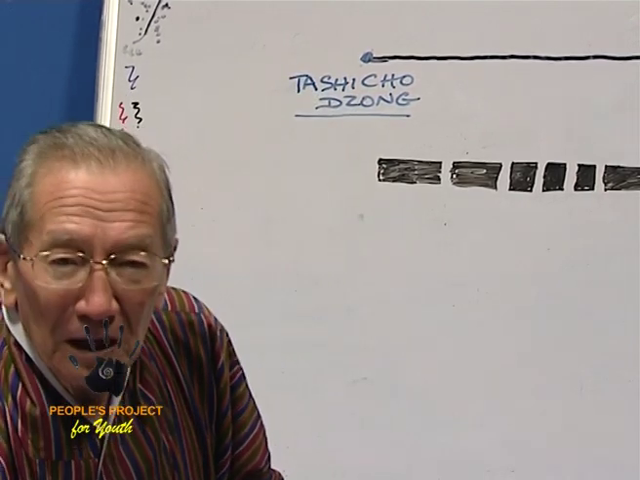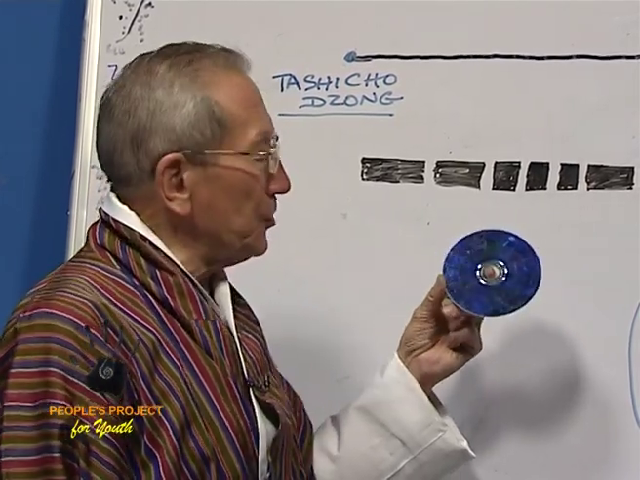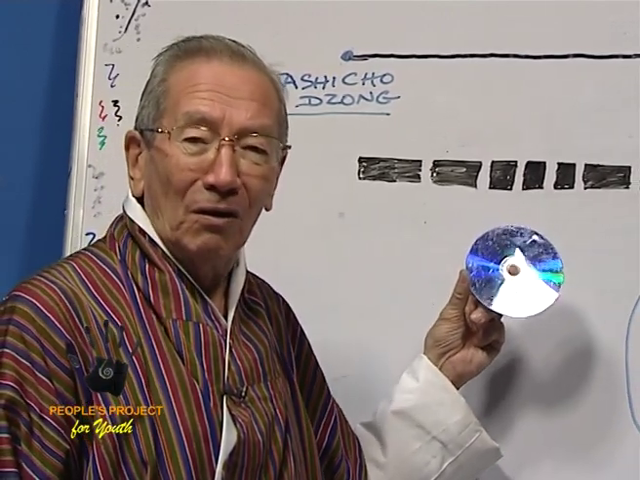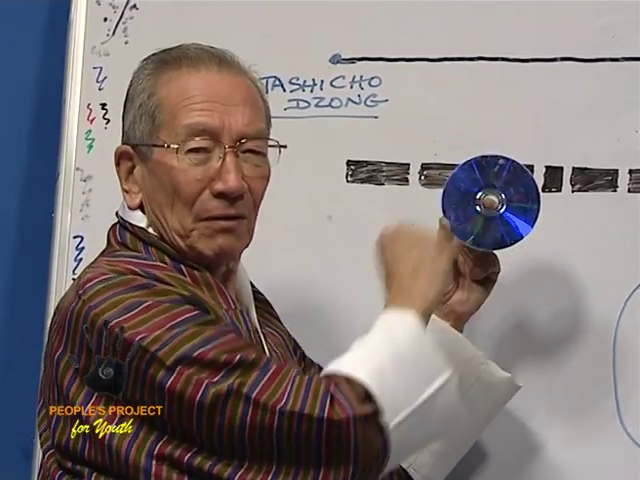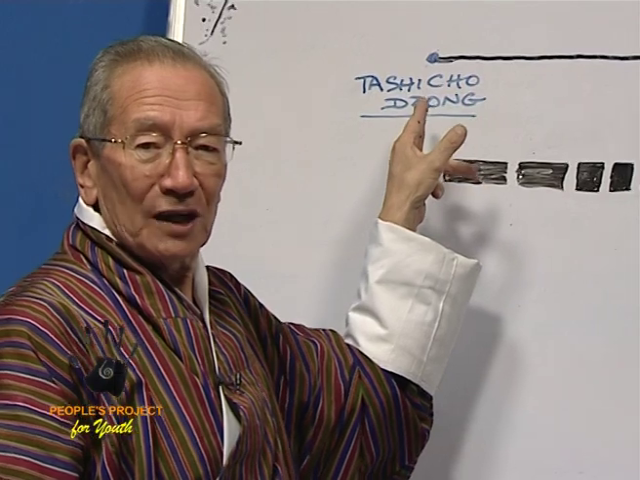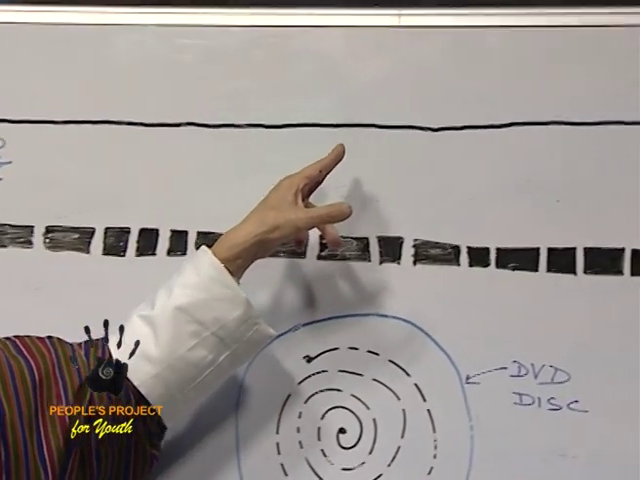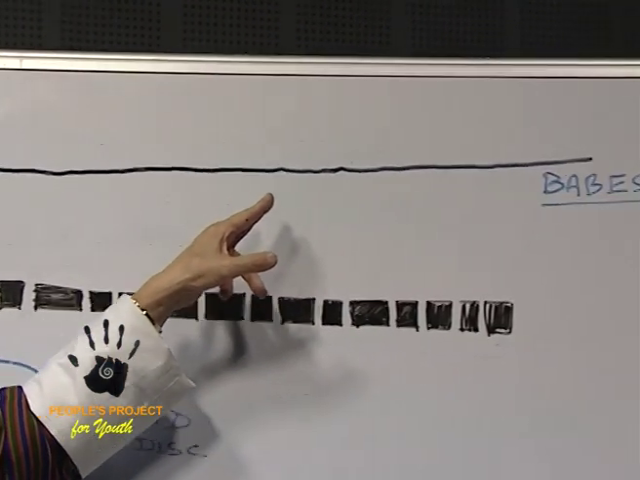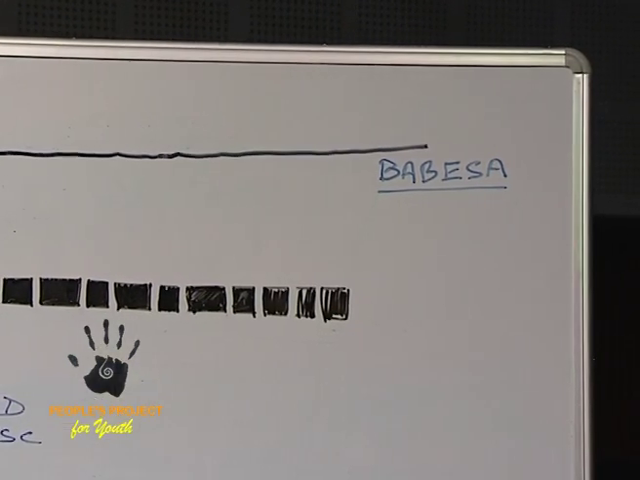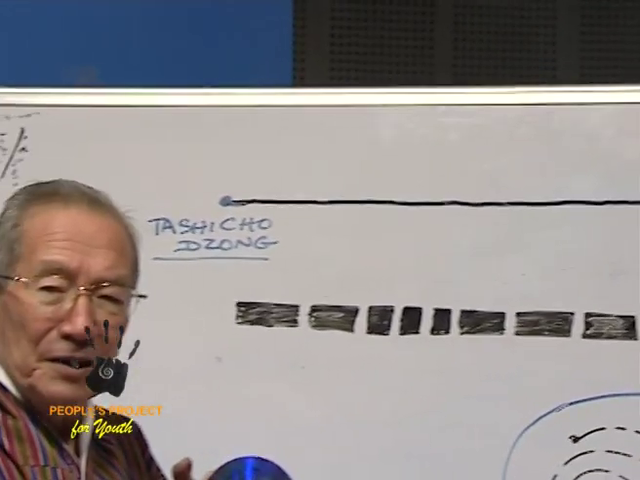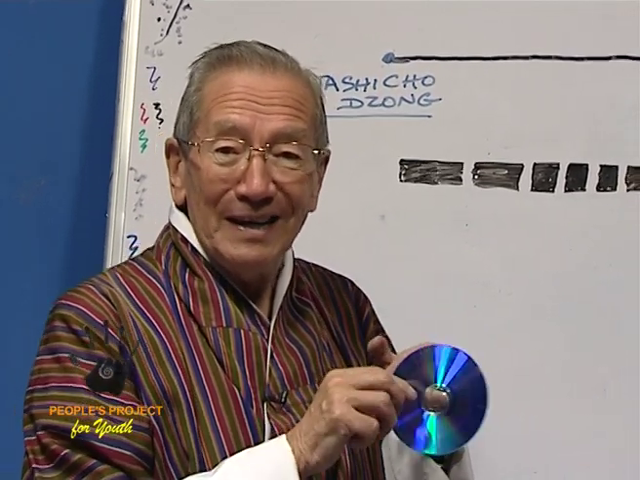But the amazing thing about the line on this CD is that it is very, very long. If I were to stretch out the line that's engraved on this CD, it would go from Tashi Chodzong all the way along the expressway as far as Babessa. The line, with all the little marks on it that's on this CD, is several kilometers long. So how do I get it all on the CD?